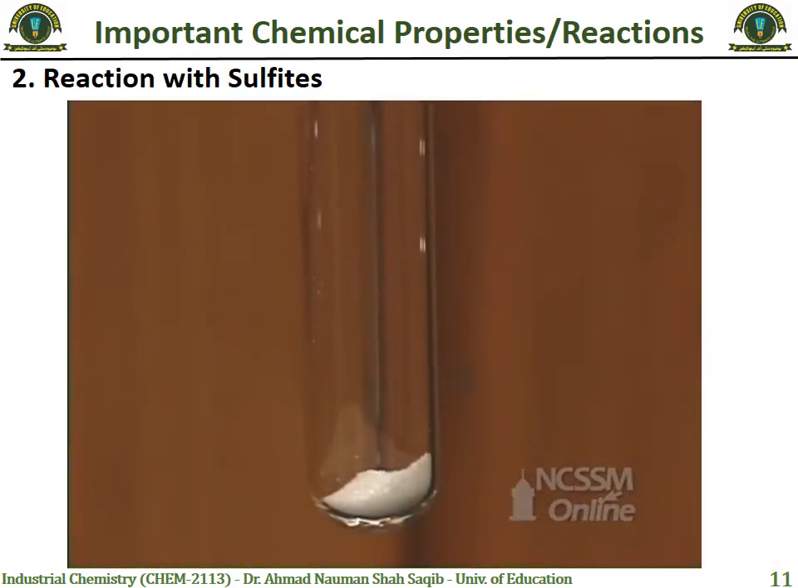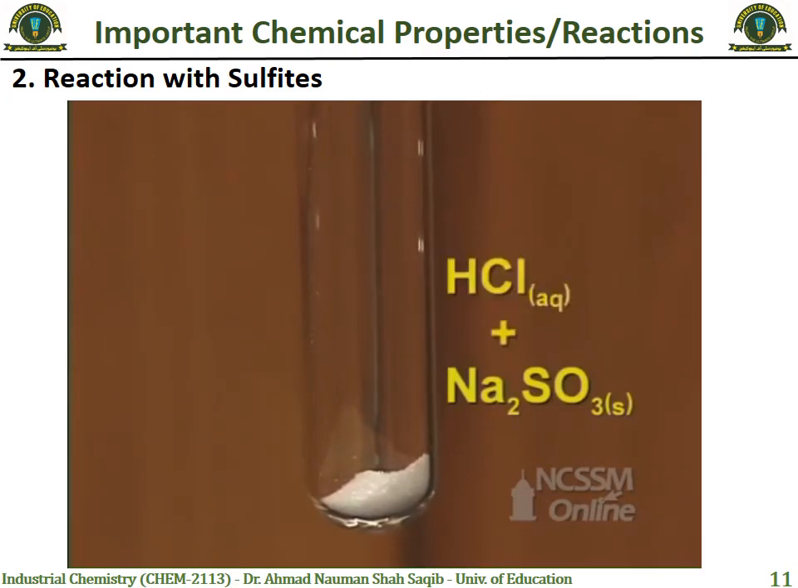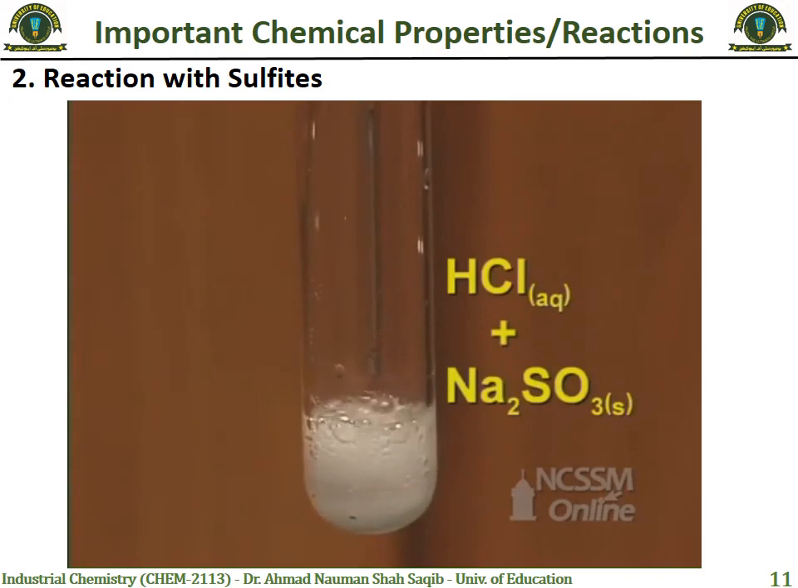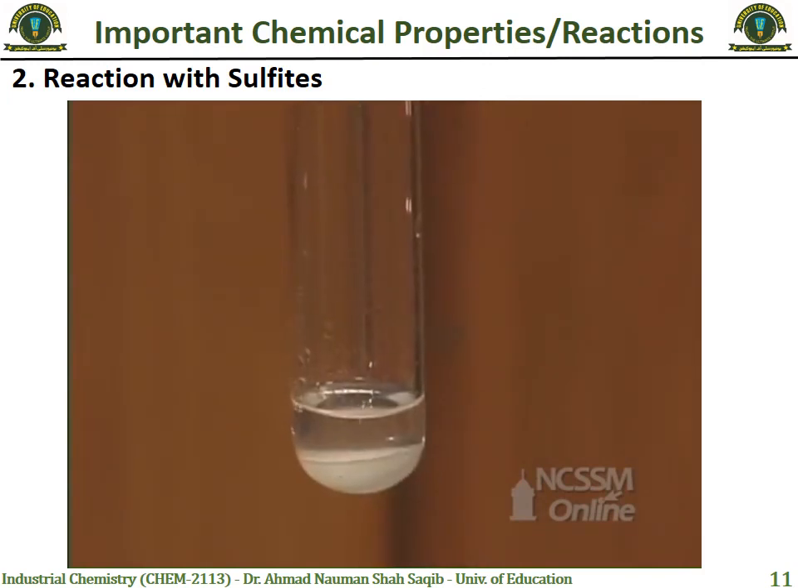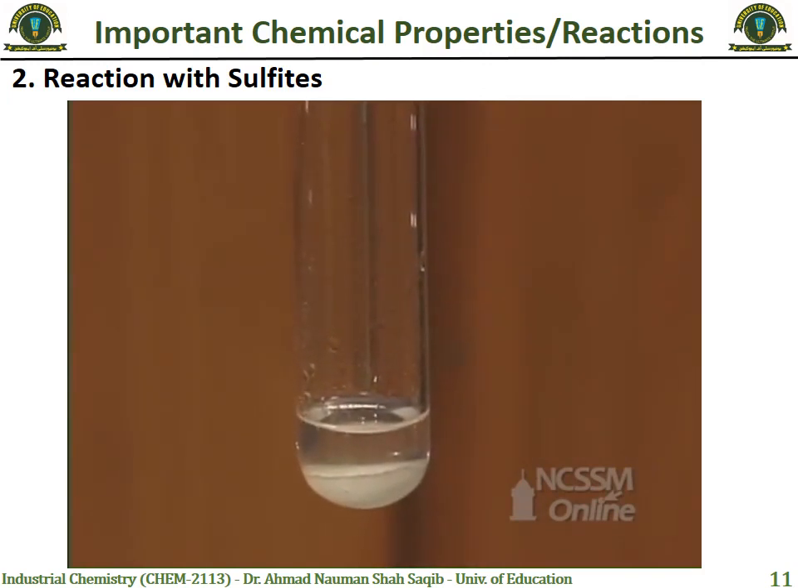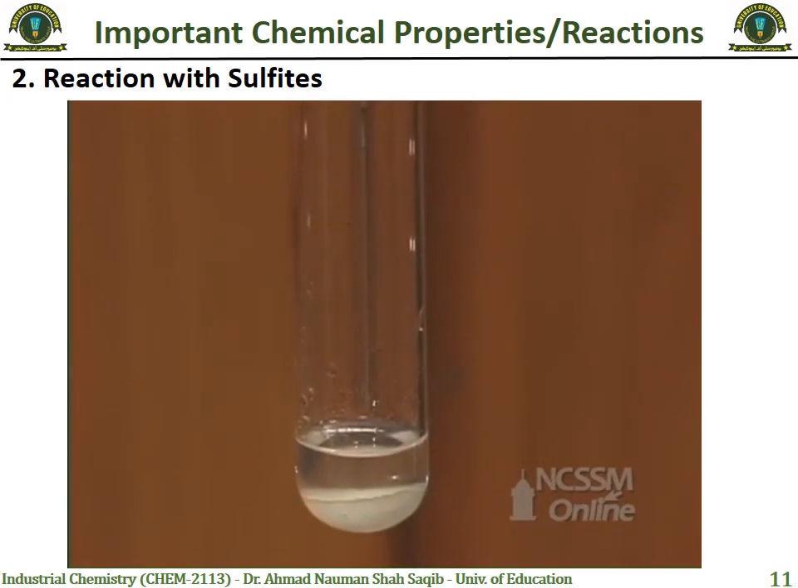In the double displacement reaction of a metal sulfite with an acid, we'll start out with white sodium sulfite and add an aqueous solution of hydrochloric acid. The sulfite and the hydrochloric acid react to form sulfurous acid and sodium chloride. The sulfurous acid is not stable and decomposes to form water and sulfur dioxide. The sulfur dioxide escapes from the solution.